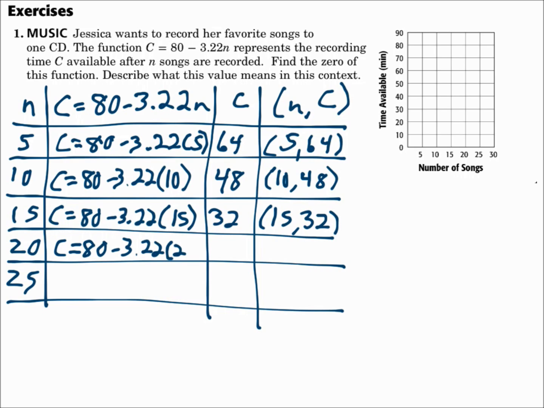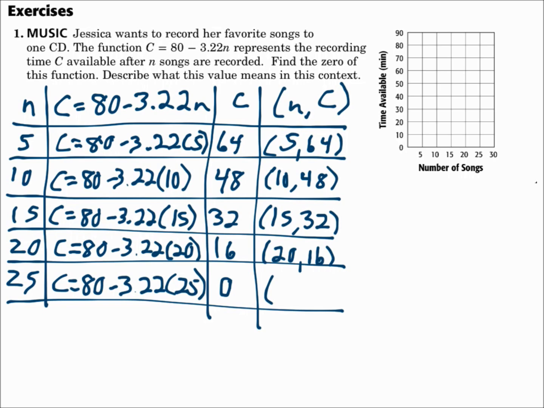Substitute 20 in. You get about 16. And these are estimates. These are close to those numbers for c, not exactly. And when you substitute in 25, it's almost 0. So I'll go ahead and put 0 there. So now we have a set of points that we can plot on the graph.